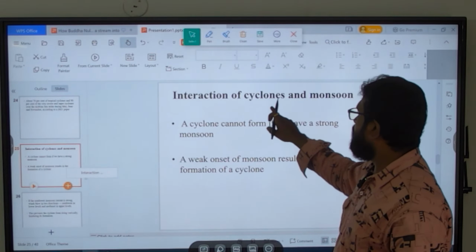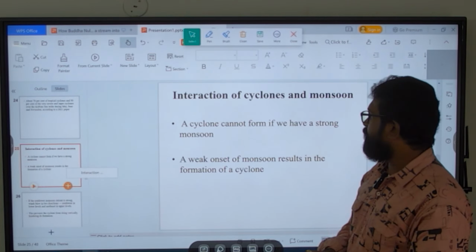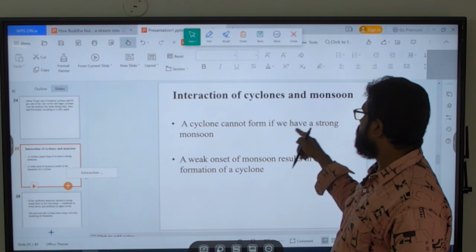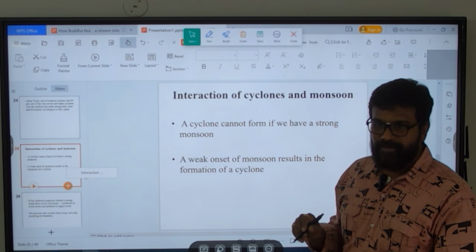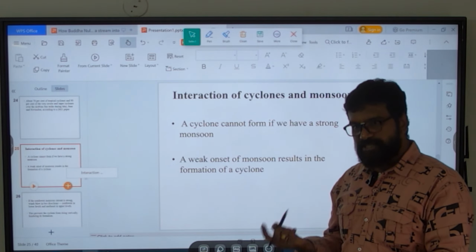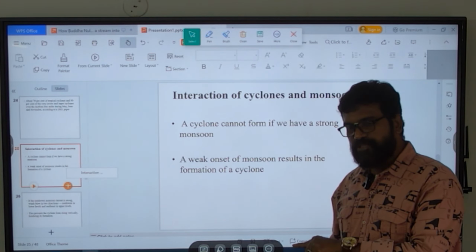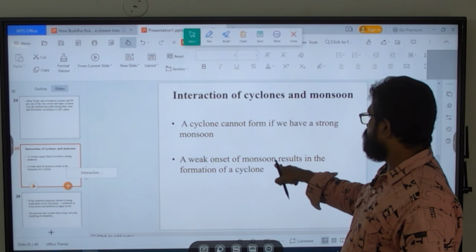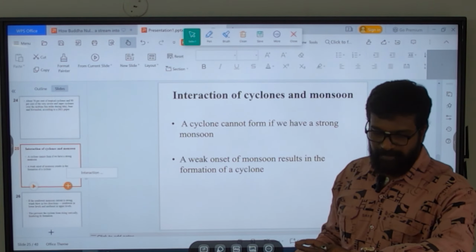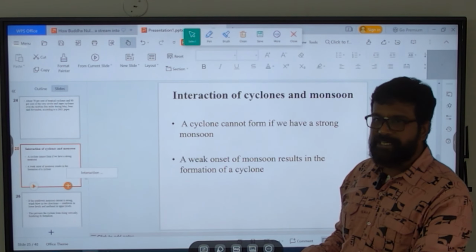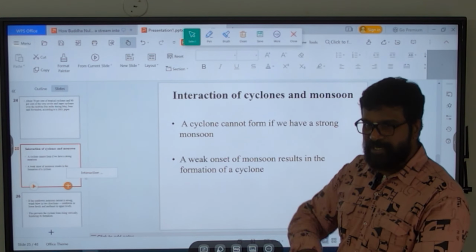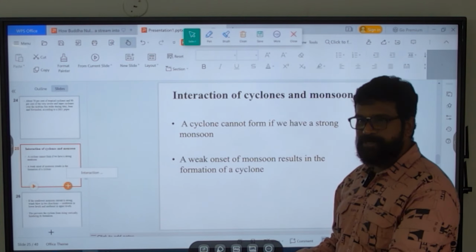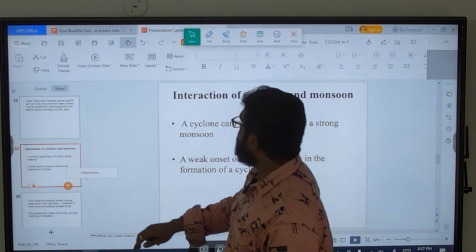Then how do the cyclone and monsoon interact? You see this, a cyclone cannot form if we have a strong monsoon. Yes, I told you. When this is strong, that one is weak. A weak onset of monsoon results in the formation of a cyclone. You might get these kinds of questions. When this is weak, this must be strong. So you have these kinds of differences.